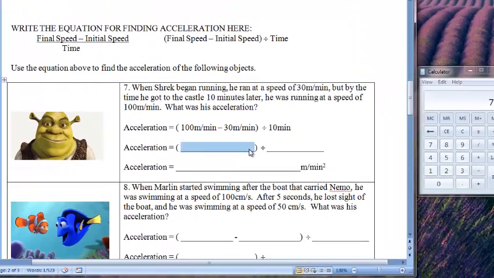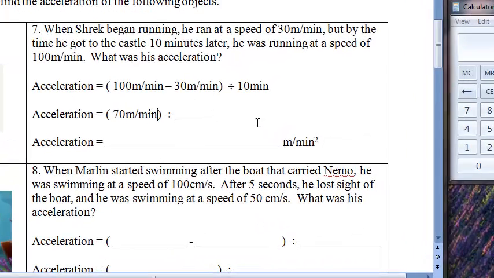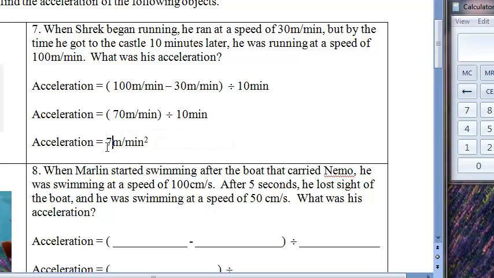And we end up with 70 meters per minute. We still have 10 minutes over here. That hasn't changed. We haven't used it yet. But now that we've done what's in the parentheses, we can divide by 10 to get our answer. When you divide 70 by 10, you should end up with 7 meters per minute squared. That means that every minute, Shrek ran 7 meters per minute faster than he did the minute before.